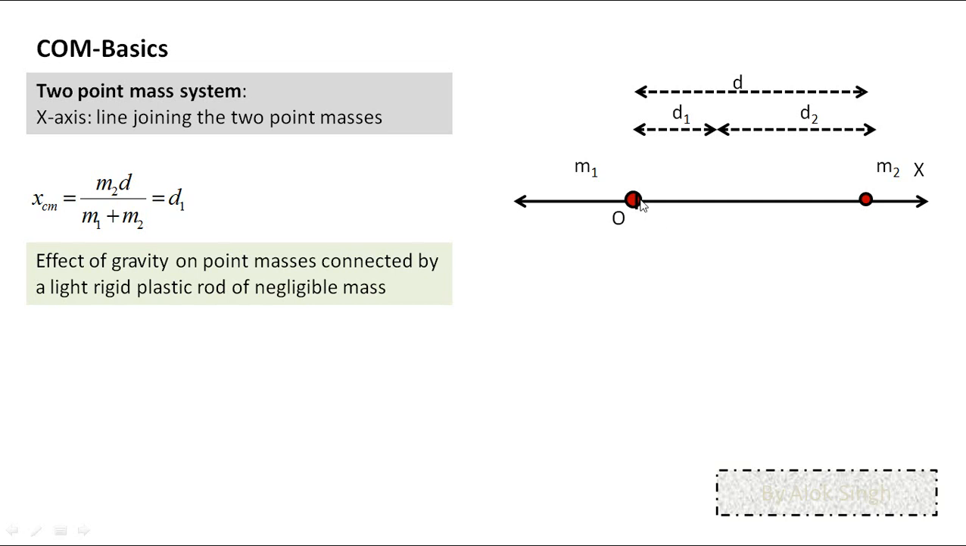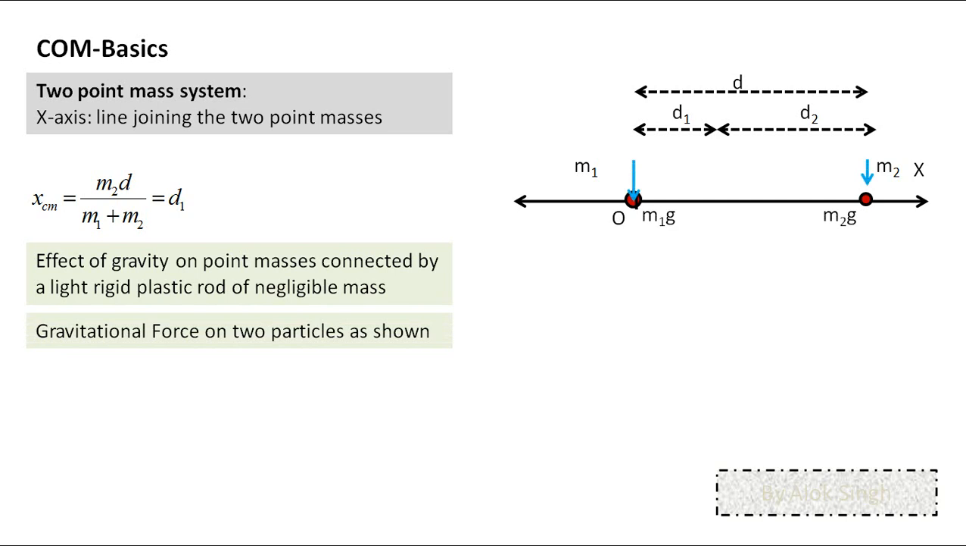So imagine this is like a seesaw that you could have seen. One person sitting here, another person sitting here, and there's a wooden platform, a light platform. The effect of gravity on point masses connected by a light plastic rod: gravitational force will act on the 2 particles as shown in the figure. If m1 is heavier, m1g acts downwards, and we are assuming the center of Earth is vertically downwards. This is how the 2 forces will act.